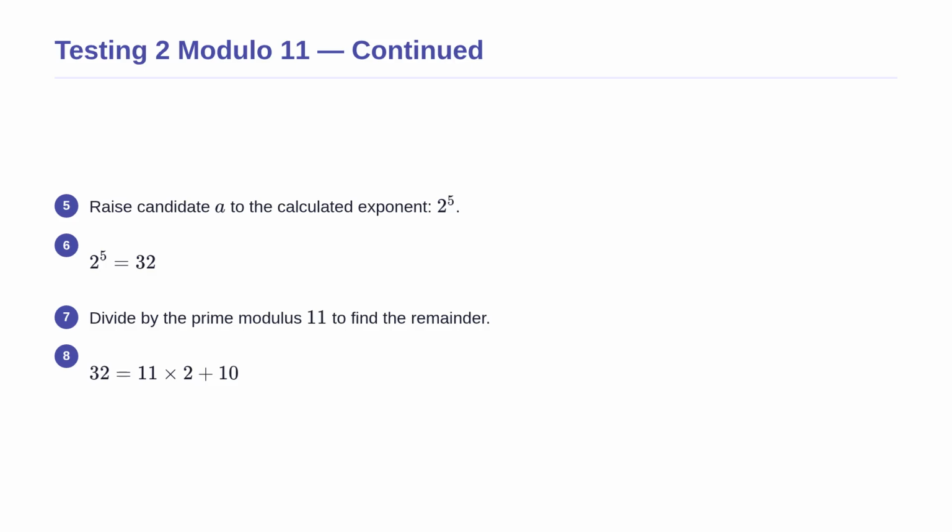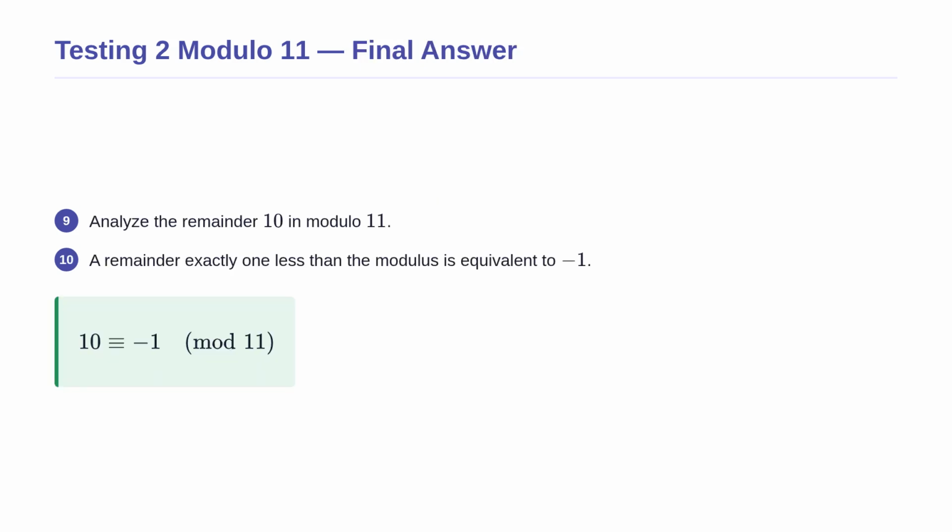We divide 32 by 11. 11 fits into 32 exactly 2 times, which accounts for 22, leaving us with a remainder of 10. We have a remainder of 10. But in the context of Euler's criterion, we need to look at this slightly differently.